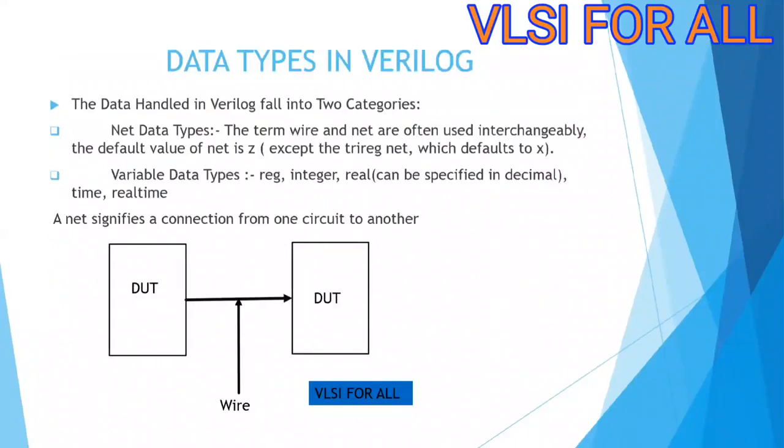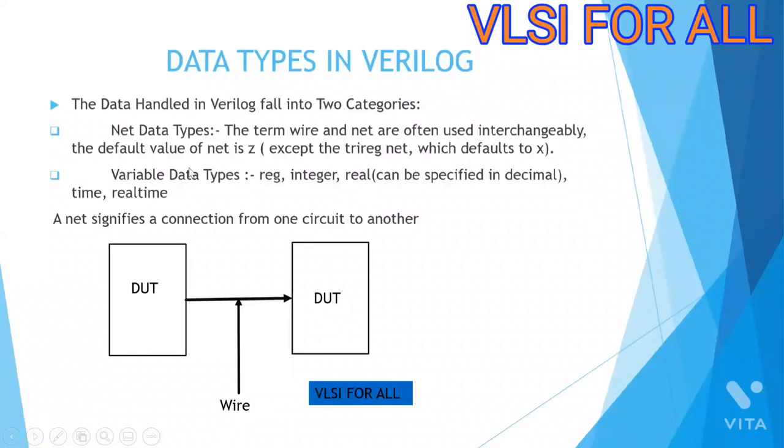Okay, so let's talk more about the data types in Verilog. The data types in Verilog fall into two categories. Mostly we use two categories. We have net data types, the terms wire and net, which are often used interchangeably. Usually the default value of a net, like wire, is Z, but there is one exception. The supply net is also a net, but it defaults to a value of X instead of Z. So this is one exception, and an important question for Verilog.